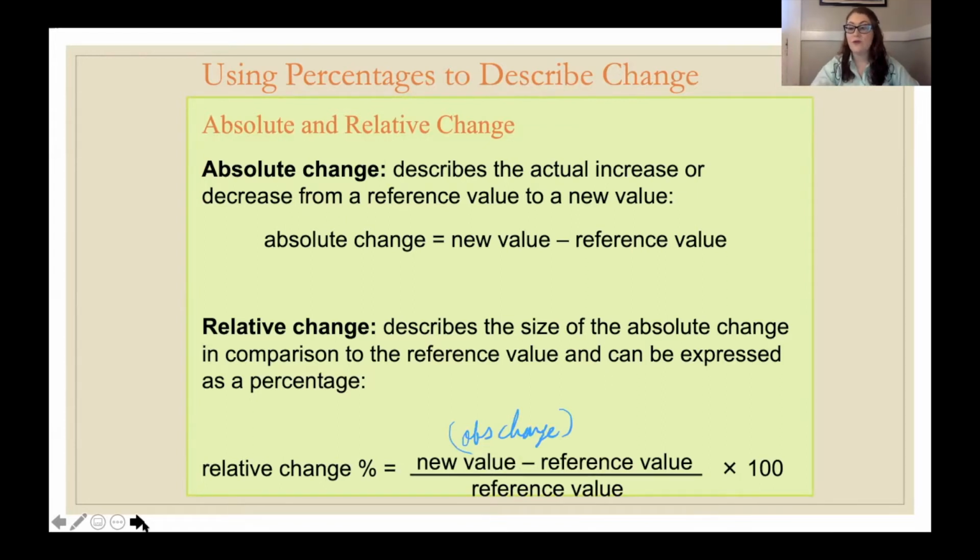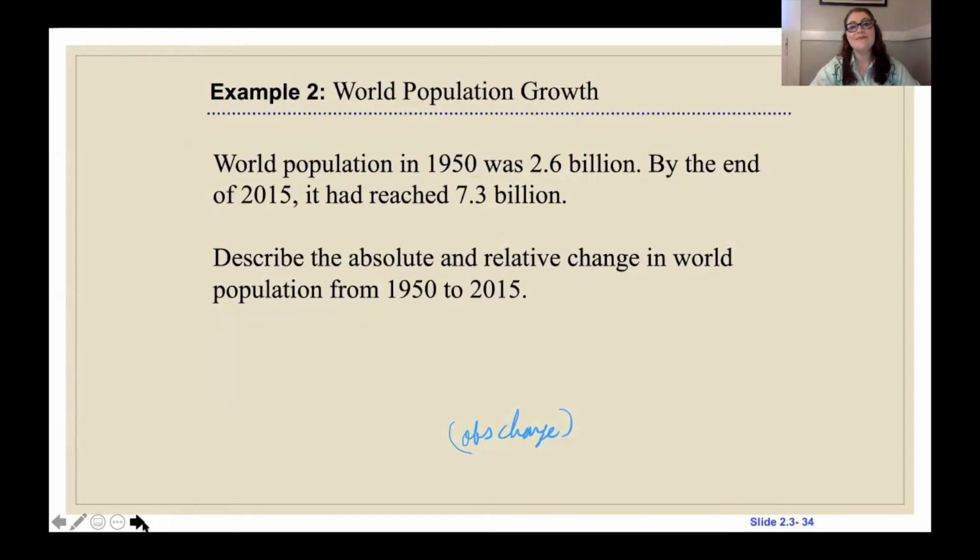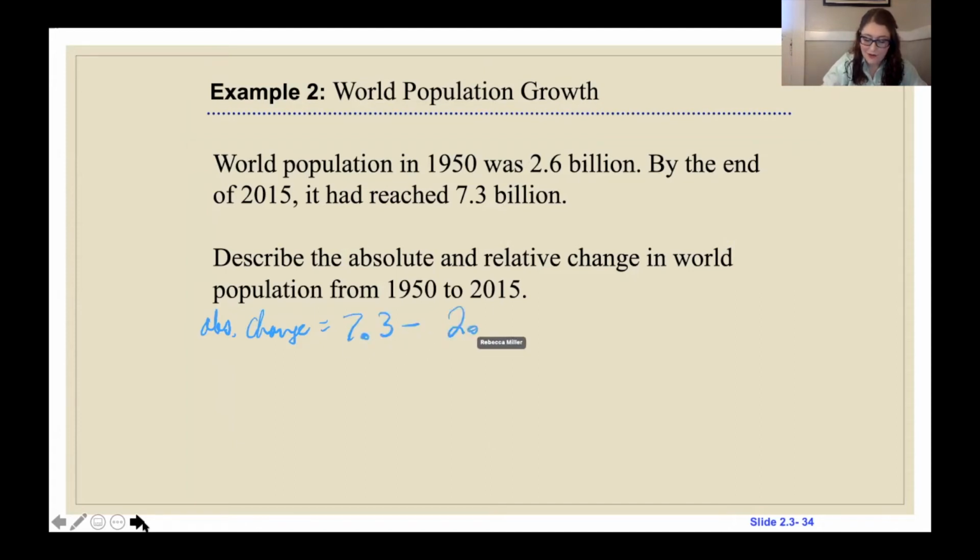So why don't we go ahead and work through an example. The world's population in 1950 was 2.6 billion, and by the end of 2015, ooh, that's a lot of growth, it reached 7.3 billion. Let's describe the absolute and relative change in the world population from 1950 to 2015. So our absolute change is our new value minus our reference value.